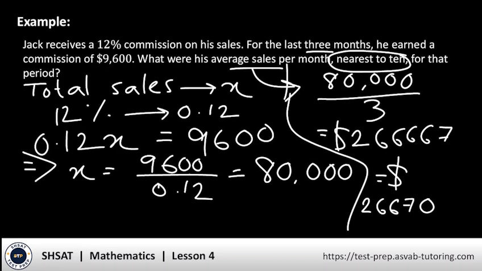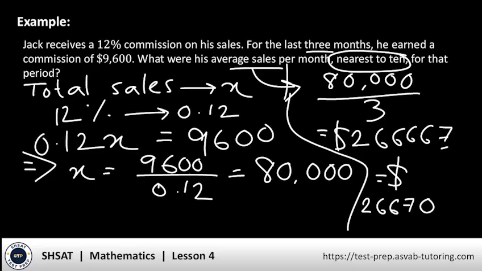$26,670. Did you understand why I rounded it off to 70? Because the last digit, which is 7, is of course much greater than 4. Whenever we have a number that's greater than 4, we are supposed to add 1 to the previous number, okay?